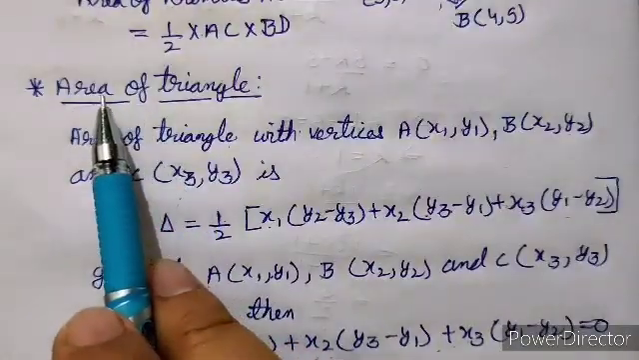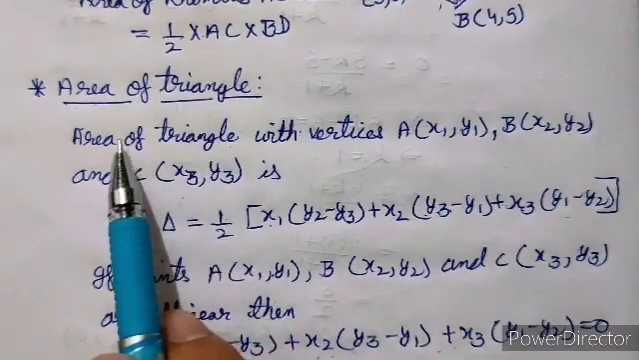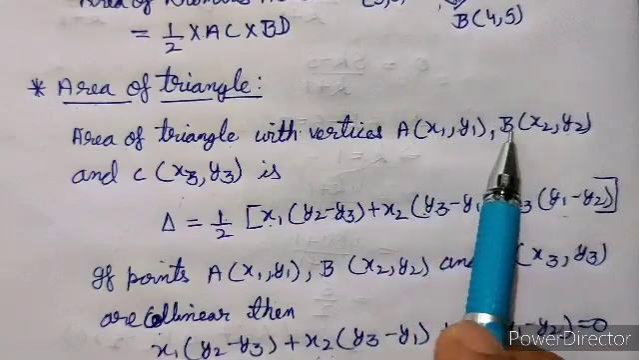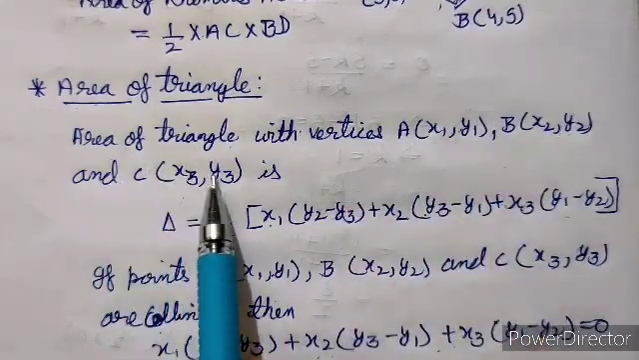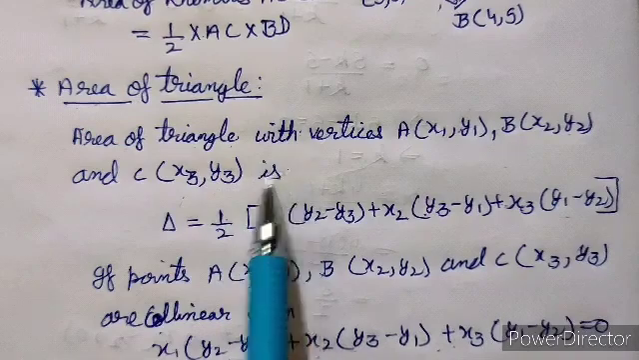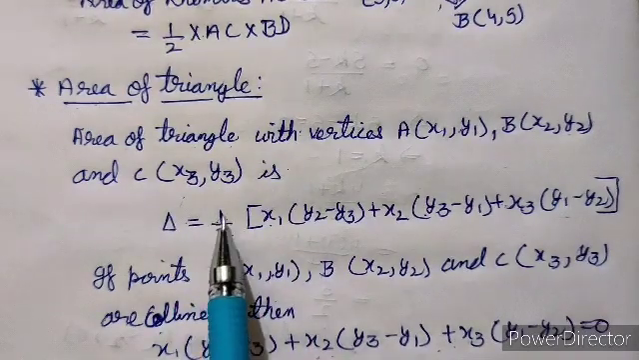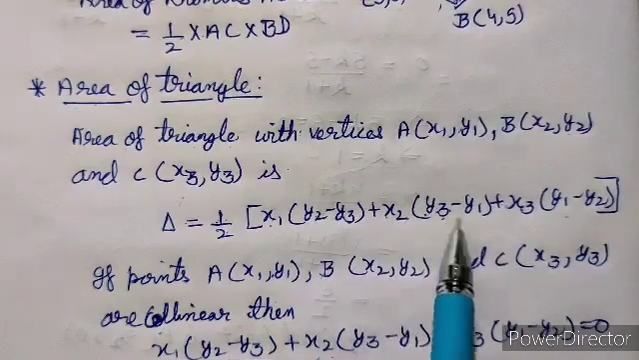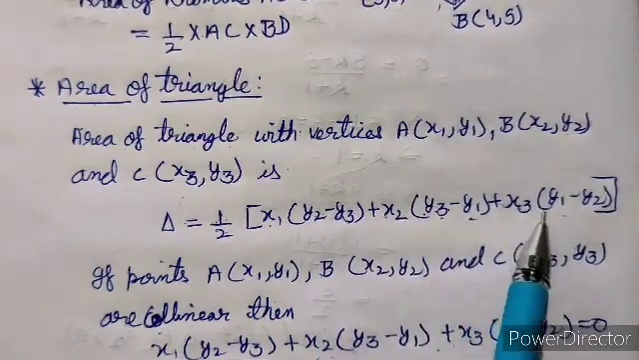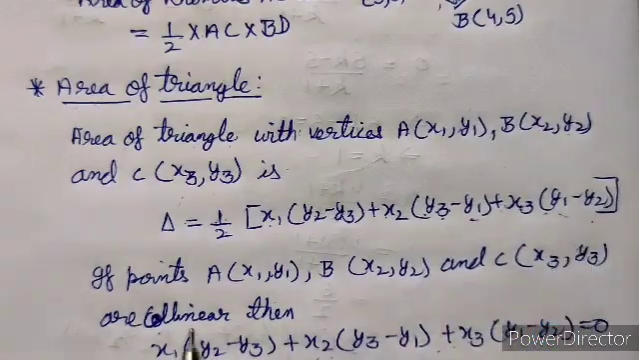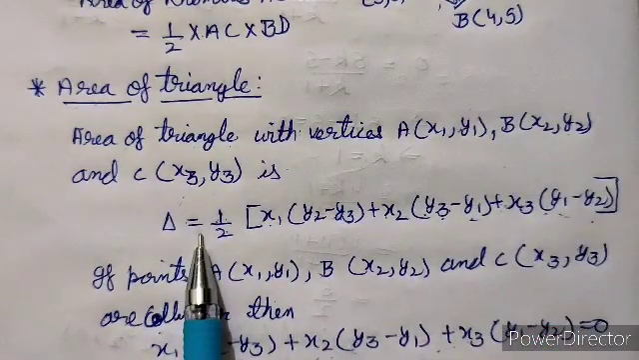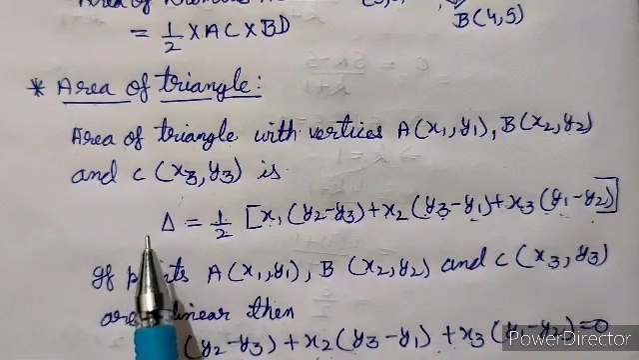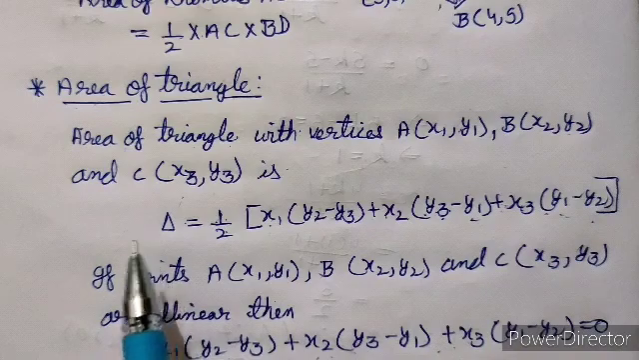Now last topic of this chapter is area of triangles. Area of triangle whose vertices are A (x1, y1), B (x2, y2) and C (x3, y3) is given by delta equal to 1 upon 2 [x1 (y2 minus y3) plus x2 (y3 minus y1) plus x3 (y1 minus y2)]. We should keep in mind here that the area of triangle is always positive. So here we will take only the positive value of the area of triangle.